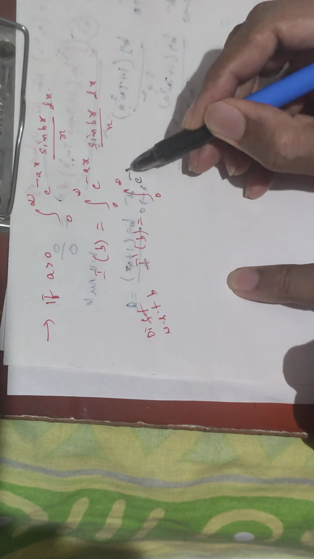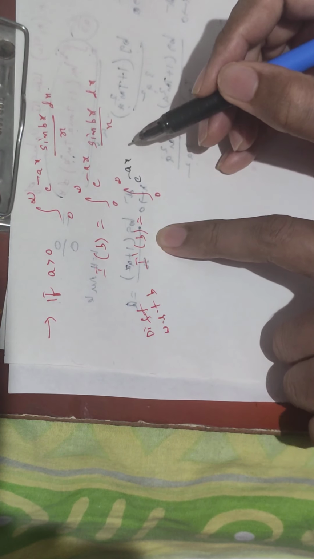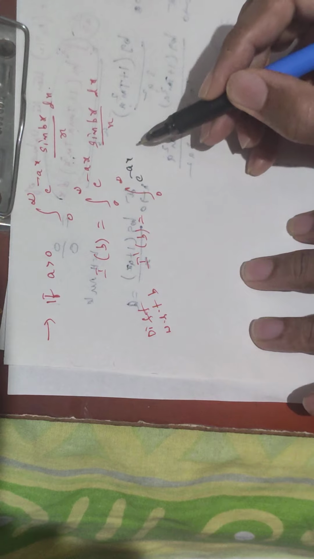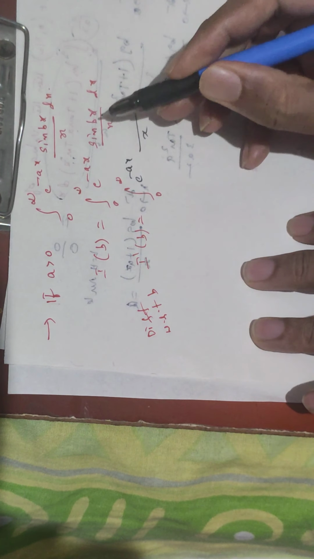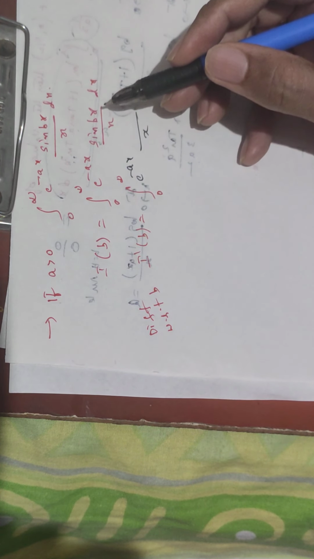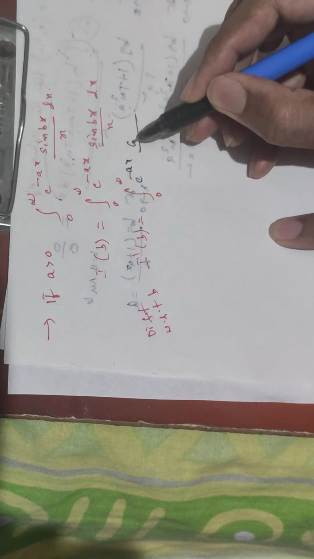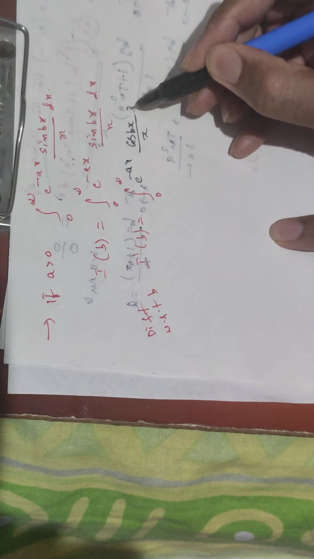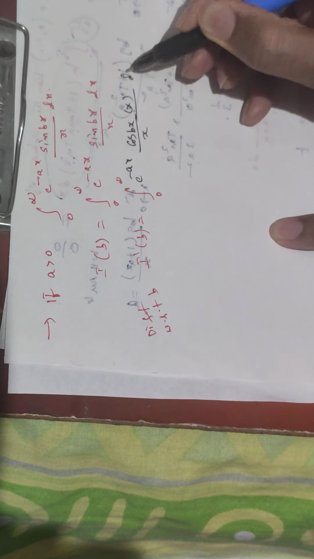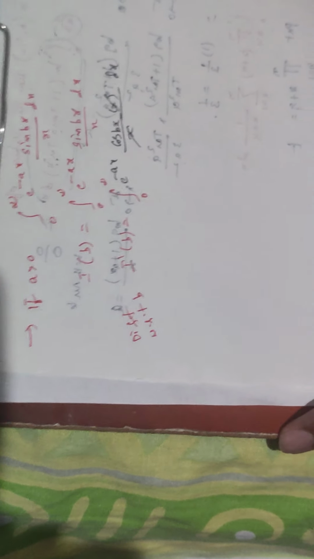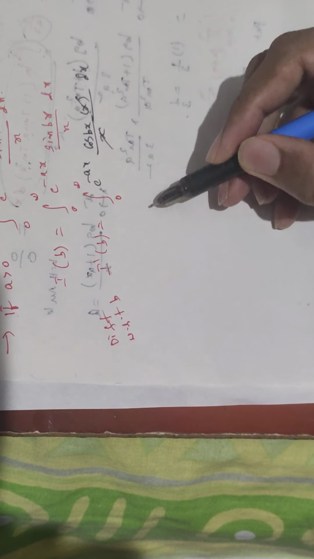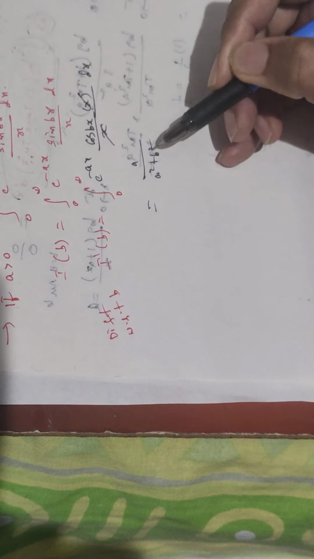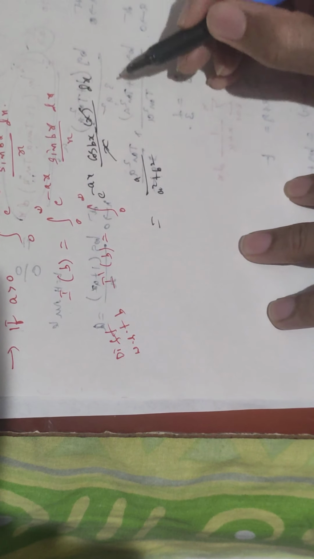E power minus ax is constant with respect to b, meaning x is constant. A is already constant, and 1 by x is also constant. What is the derivative of sin bx when b is the variable? We will get cos bx into x, as x is the constant, into dx. These two get cancelled. So this is one of the direct formulas. This value is a by a square plus b square. Similar formulas are there.